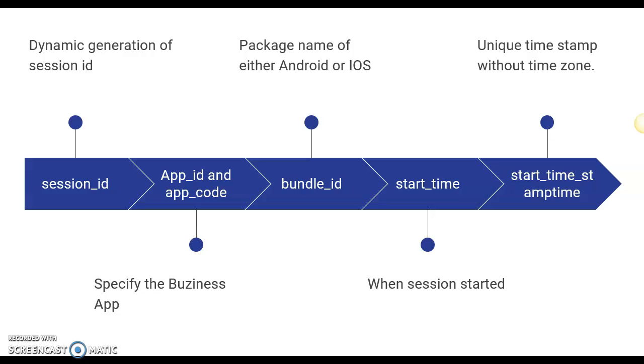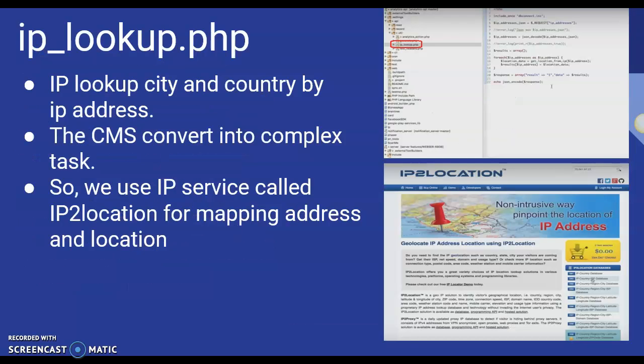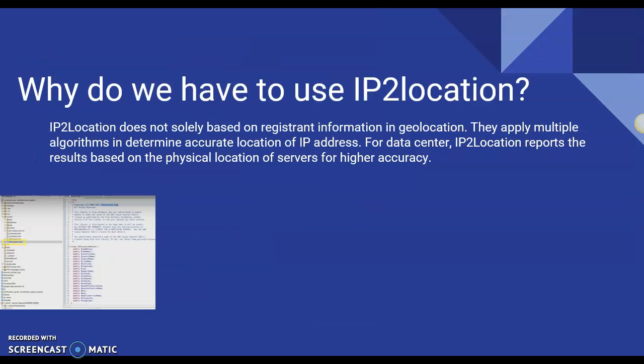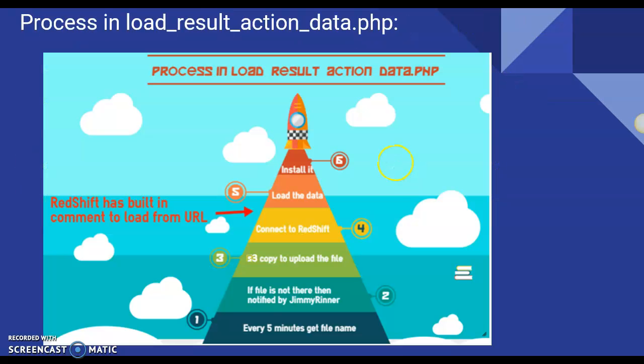And Redshift tables and the generation of a session ID when the session started, just to better understand how things can be improved. Here's a geocoder library. Geodata and so forth. And certain PHP code, and what the role cron plays in it, which is just a software utility, a time-based job scheduler in Unix-based computer operating systems.